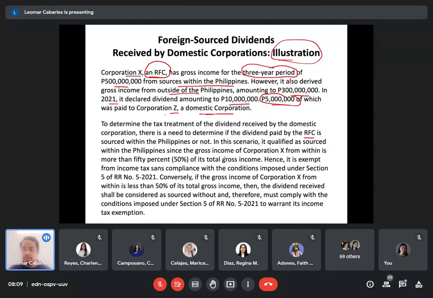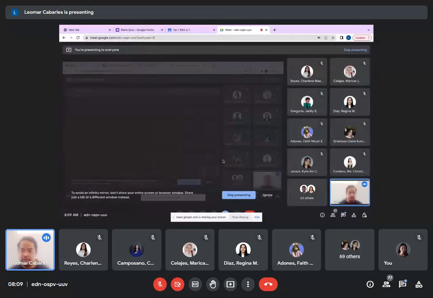Okay? So what's your treatment for the dividend? Lumalabas kasi Philippine sourced pala siya. Okay? Kasi yung gross income ng resident foreign corp, more than 50% came naman from the Philippines. So foreign source.